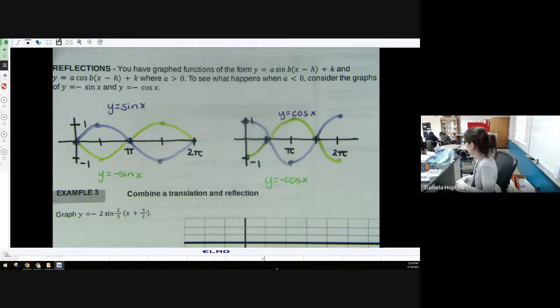And I think there was one of them on your worksheet from last week that did that. One of the ones on the front page, I think number 4. Any questions about reflection? Okay.